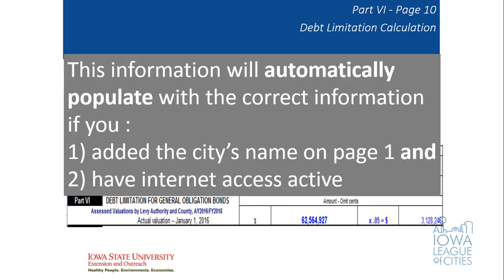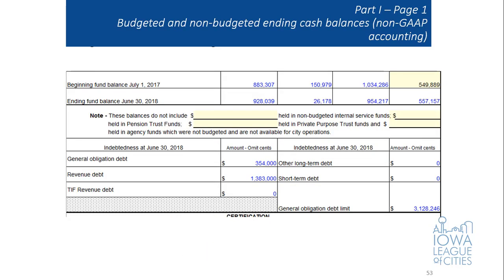The next section, part 6, is going to be a calculation of your debt limit, and they use the assessed valuation for that. And they made sure that you know which year to use. It'd be January 1 of 2016 if you want to do it by hand. But again, if you have put your name on page 1 and have the internet accessed, this should have already been populated and the calculation is done. And then it's transferred to page 1 automatically for you. So let's go look at page 1 first of all.